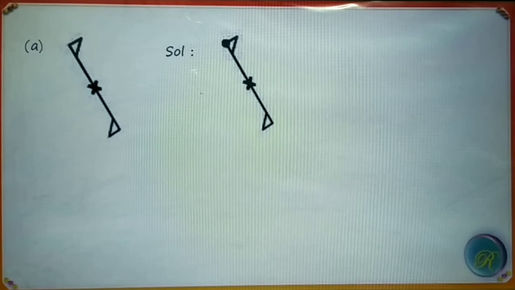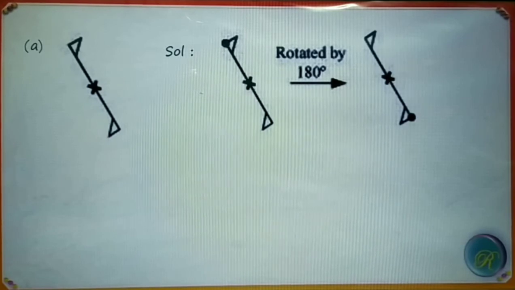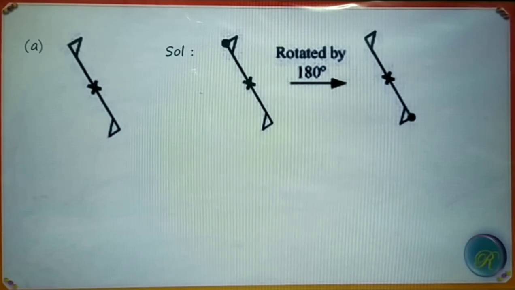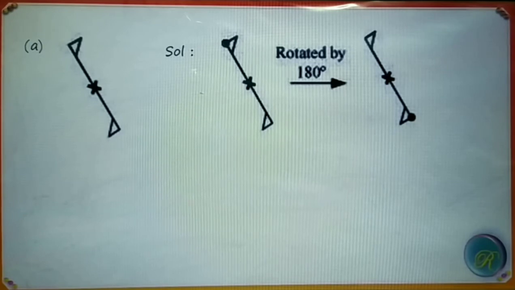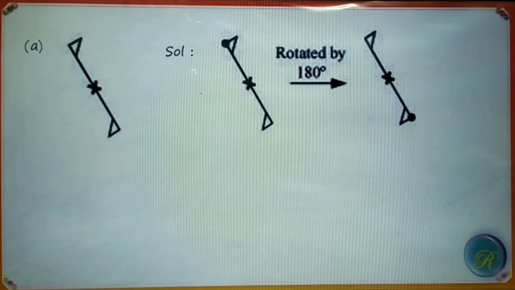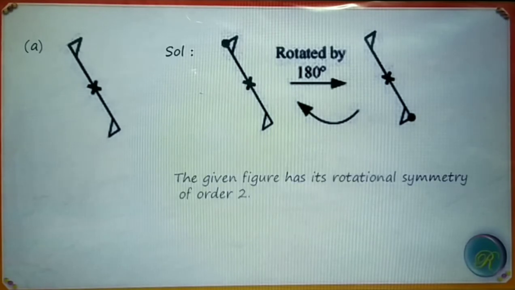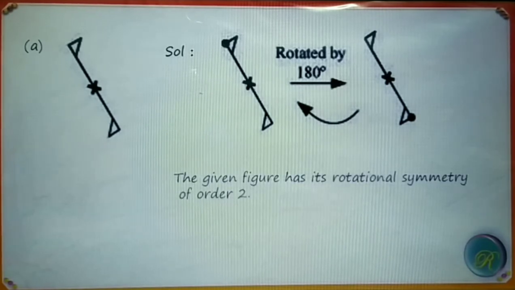When we rotate this figure about 180 degrees in a clockwise direction, the new position of the figure will be like this. Once again, when we rotate this figure about 180 degrees in a clockwise direction, we will get the original figure. Therefore, the given figure has its rotational symmetry of order 2.